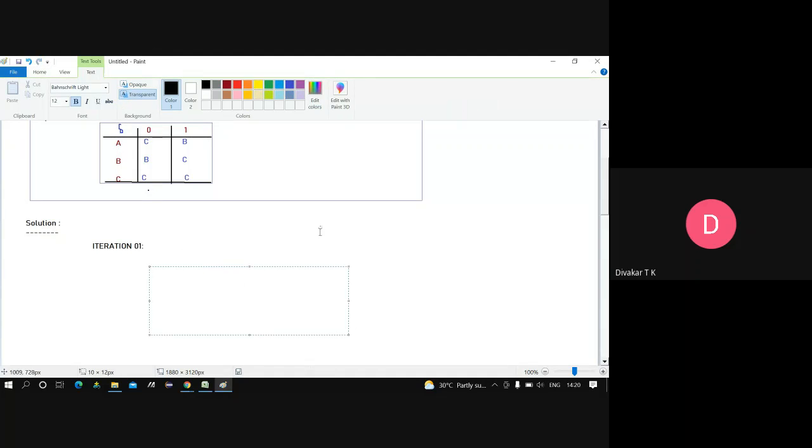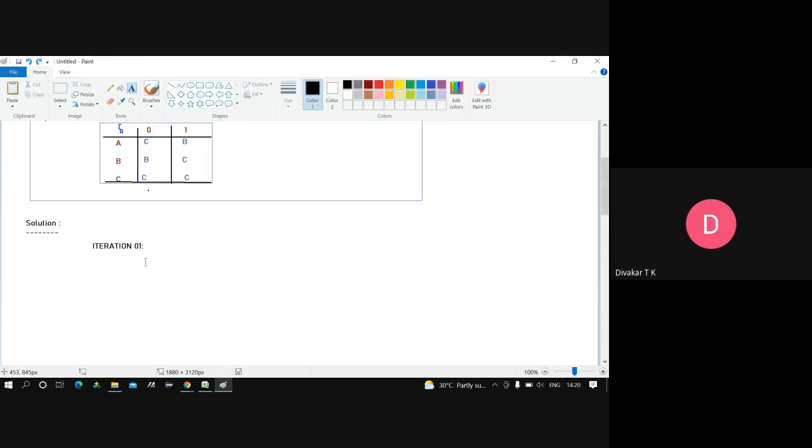Now, how many states do we have, guys? We have three states: A, B, C. These three states we have to write horizontally and vertically. Since we have three states here, I will write vertical.